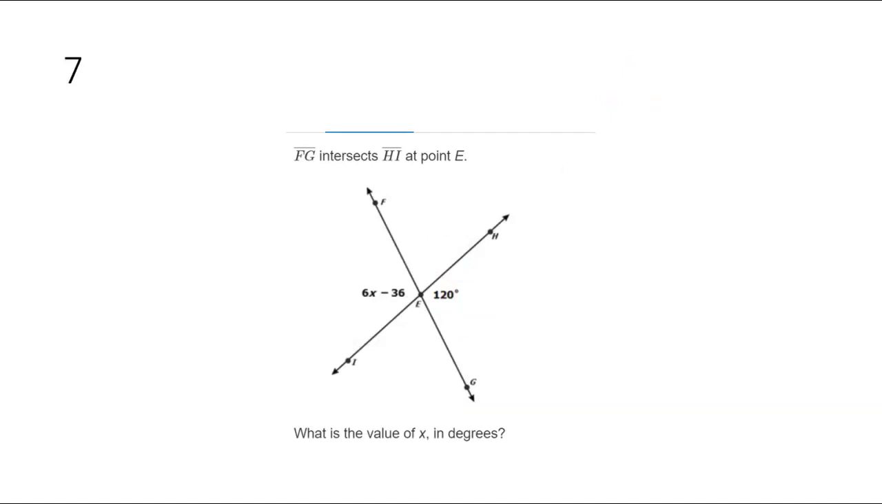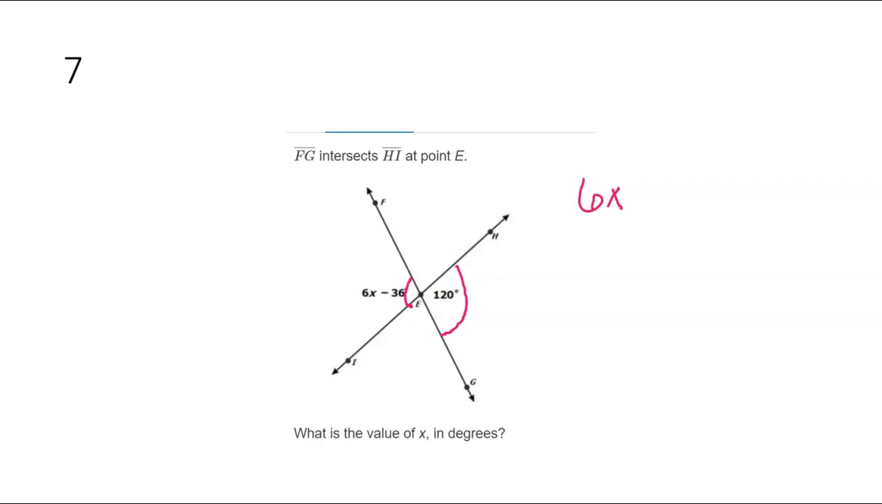Okay, FG and HI intersect at point E. That just means that the two lines are going to cross each other. What is the value of X in degrees? So my two lines, since they're crossing each other, that means that these two angles are what's called vertical angles, so they are equal to each other. So I can use that information to create an equation.